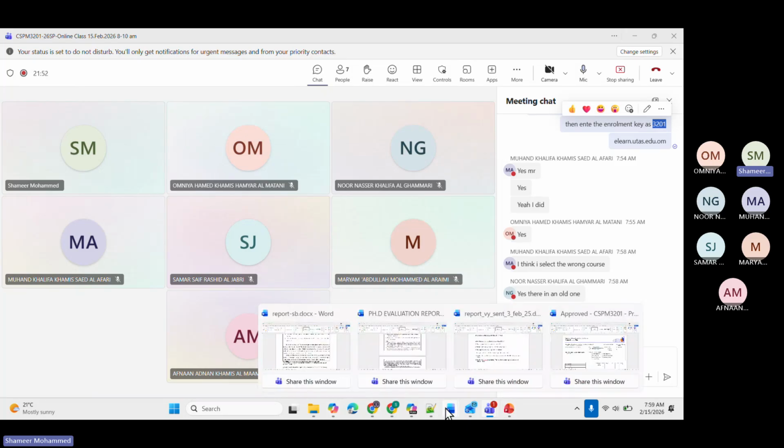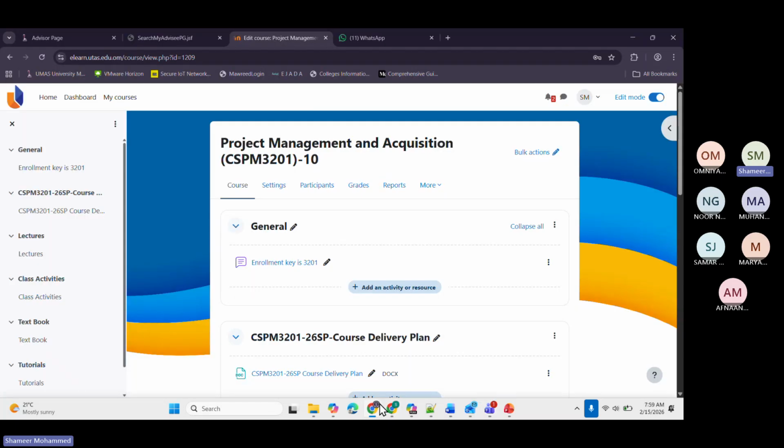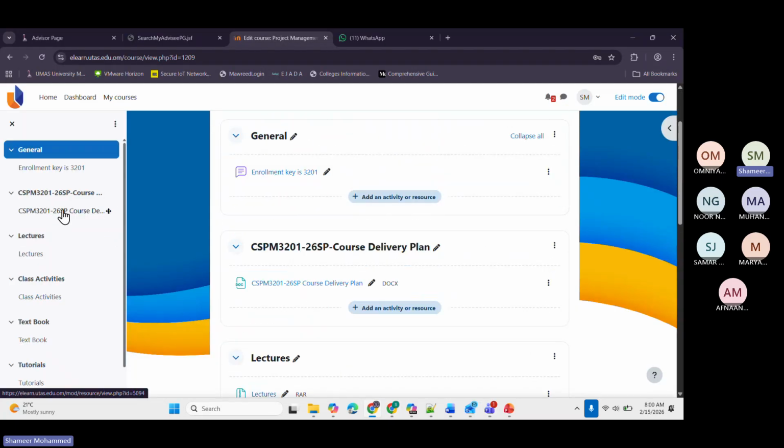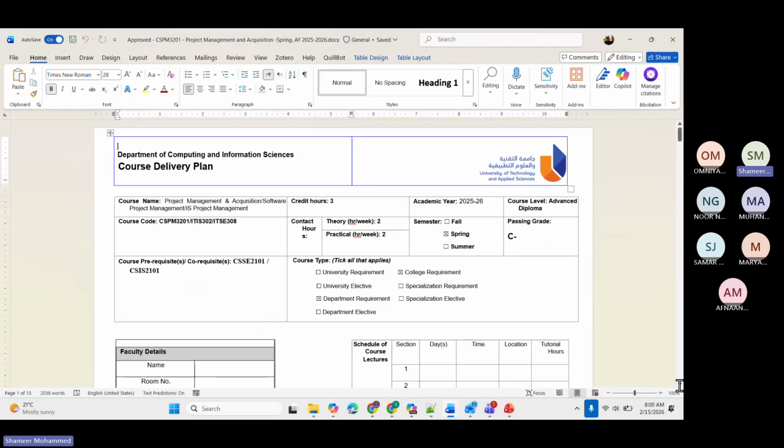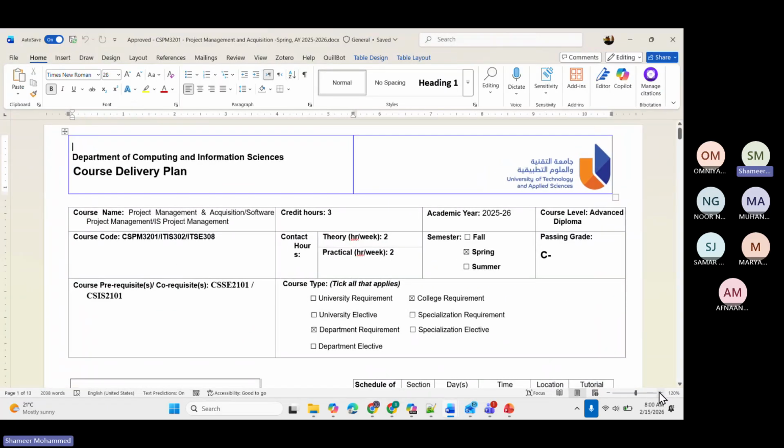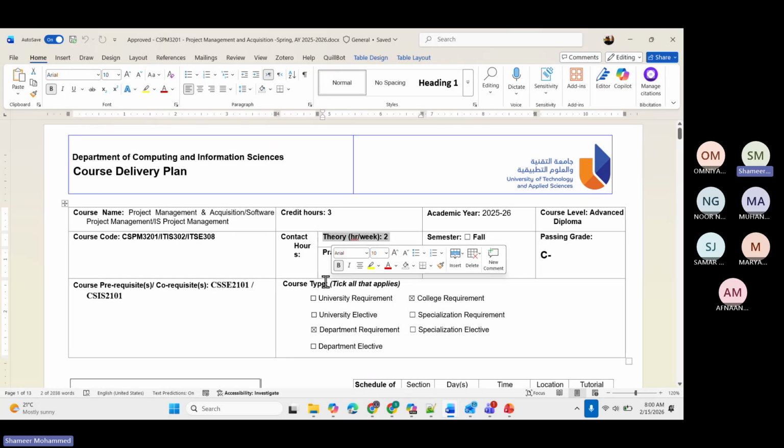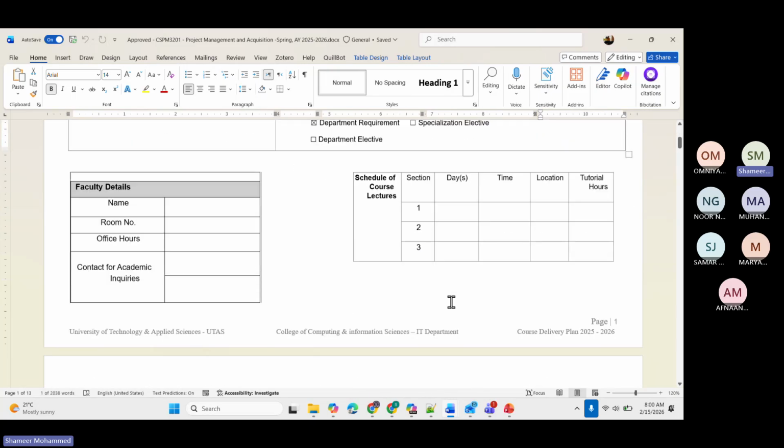So, first of all, you can download your course delivery plan here. This is our course delivery plan. If you open that, it will be like this. As you know, the prerequisite is that you have already completed introduction to software engineering. For this course, we have 2 hours theory and 2 hours lab. Also, the passing grade for this course is C minus, and it is a college requirement course, right?